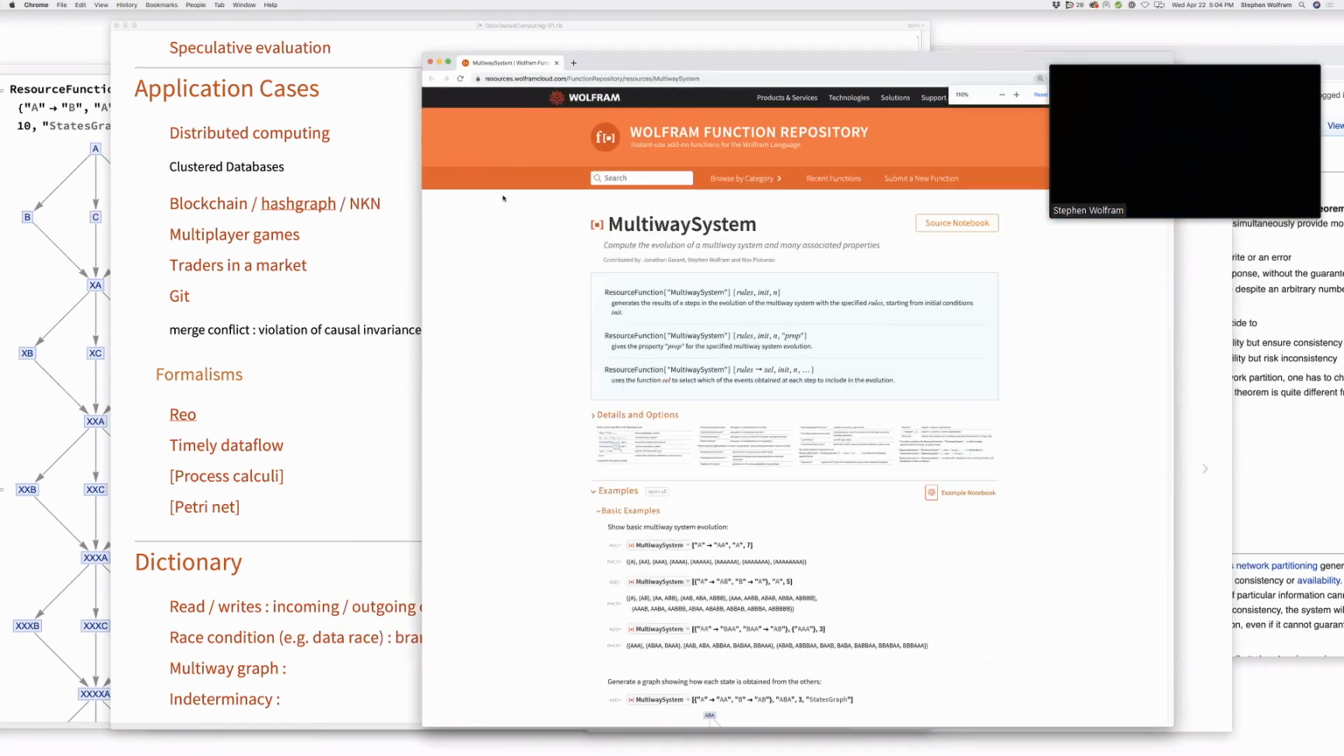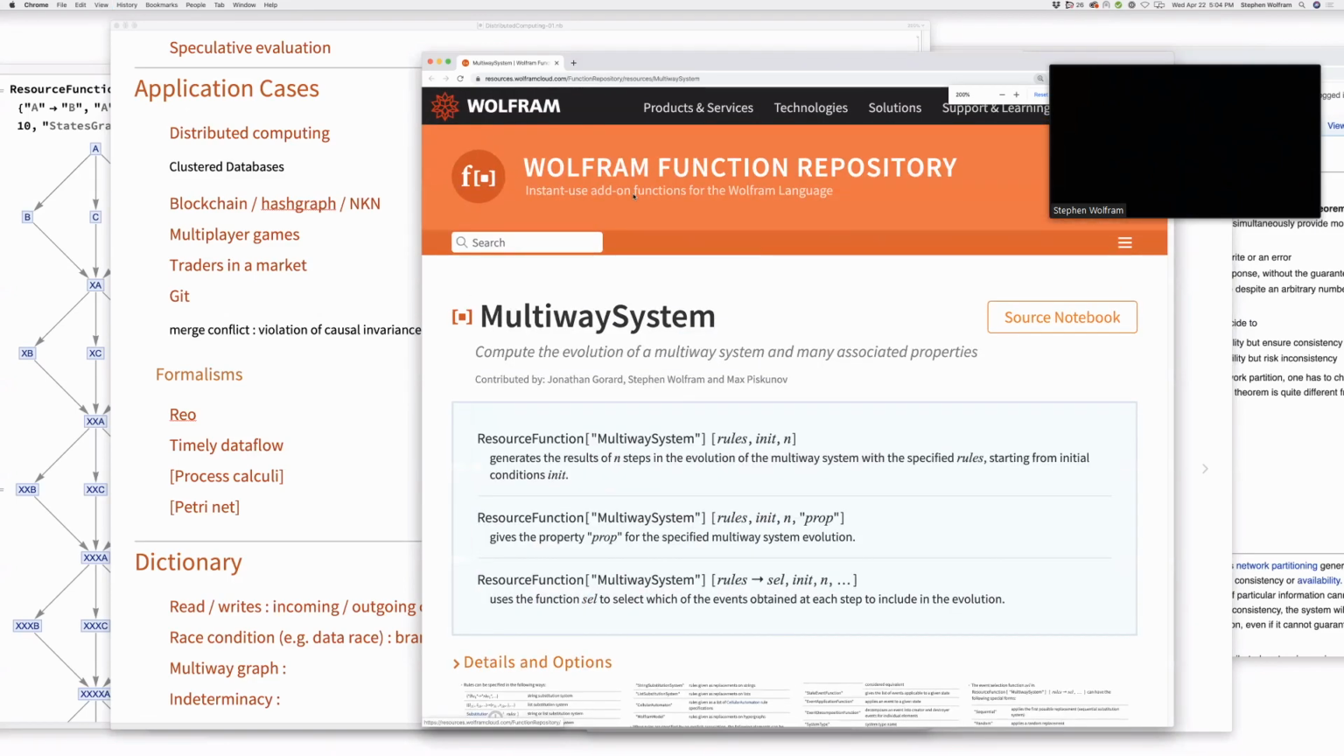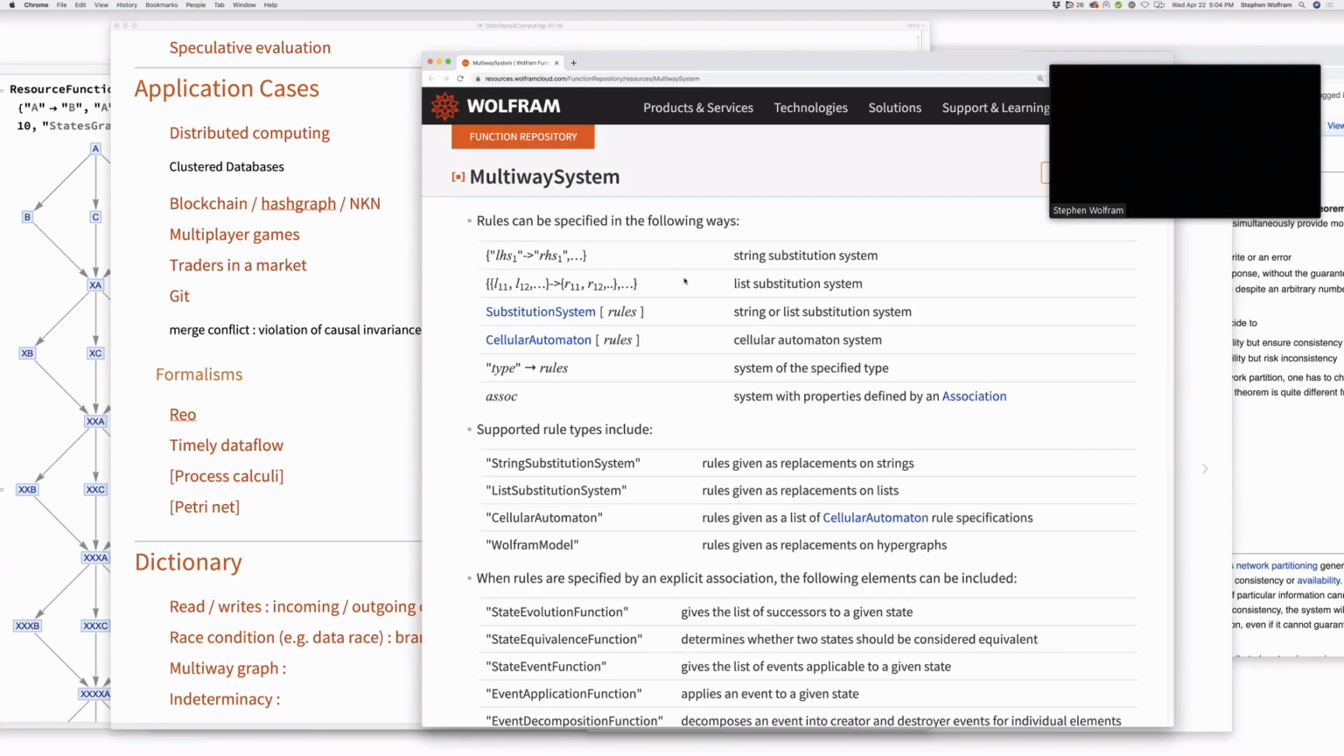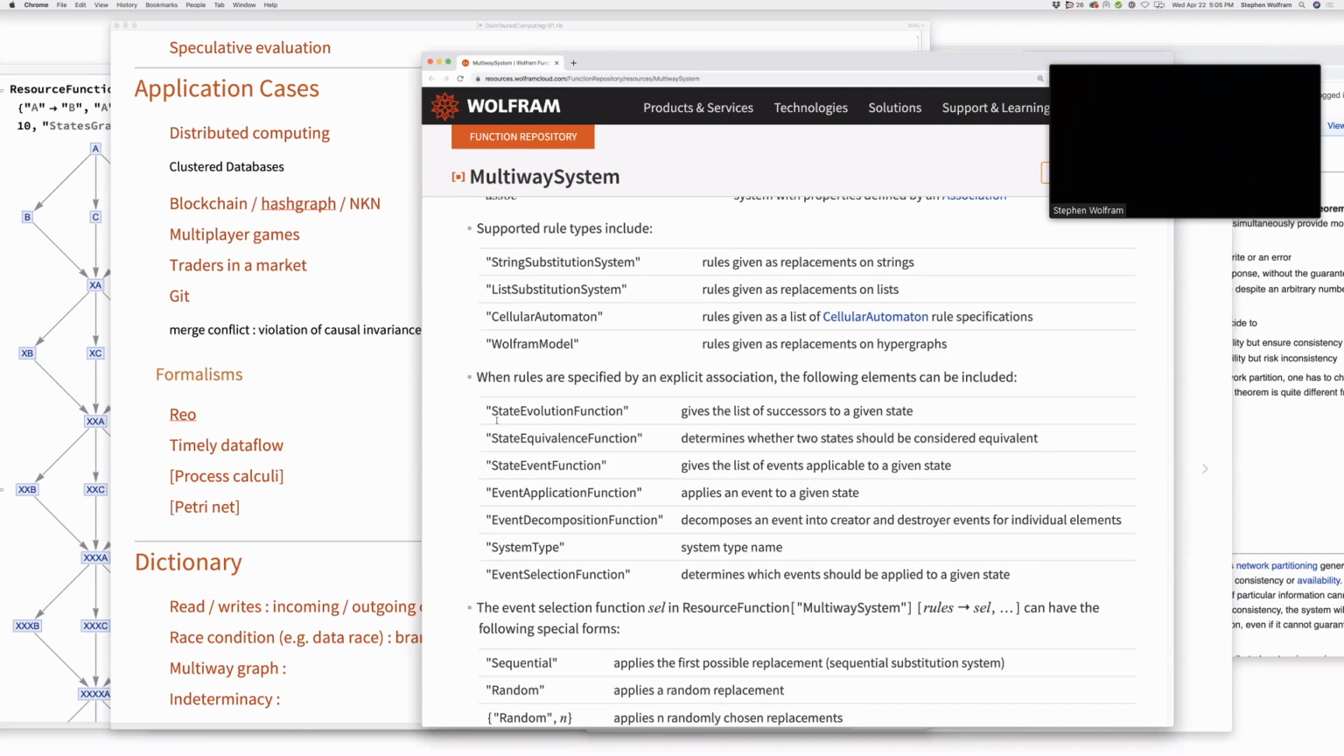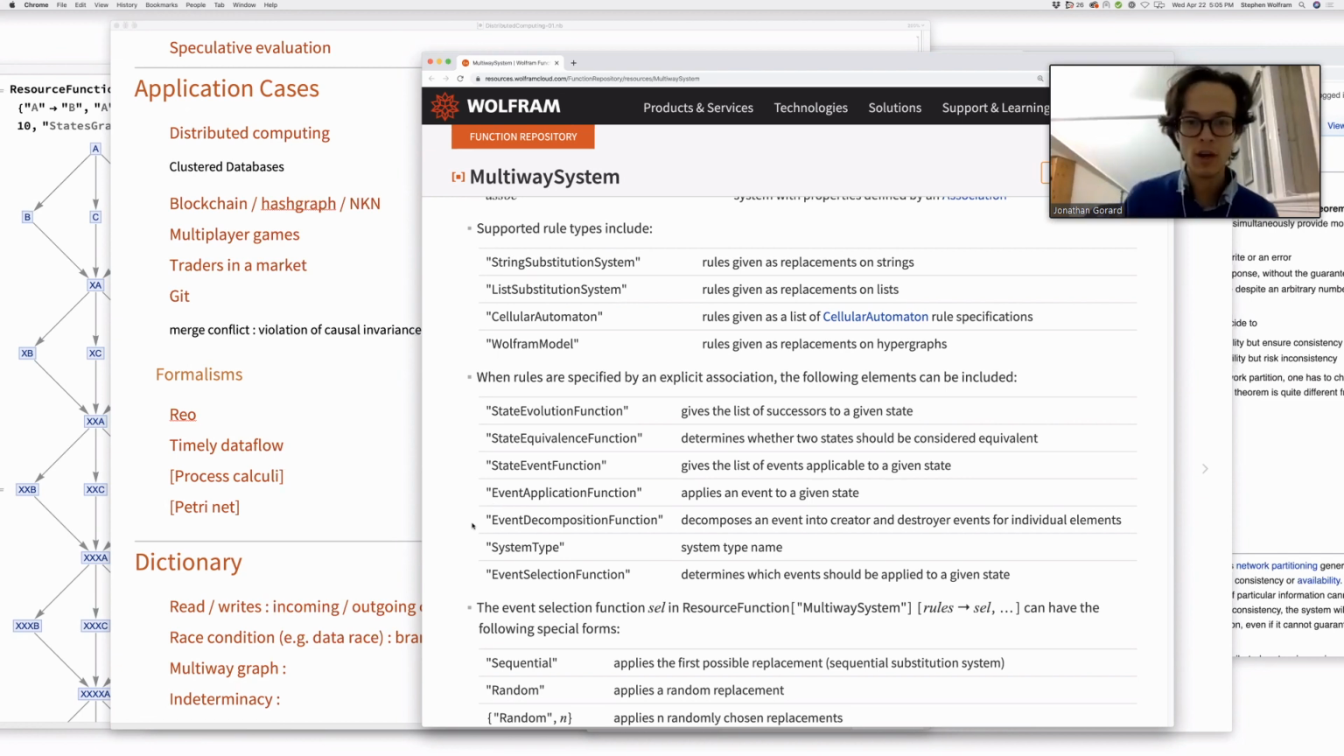Let's be explicit here. So the big complicated thing is these things here. What is it? The state evolution function, the successors to a given state. The state equivalence function, where two states should be considered equivalent. Then the state event function, the list of events applicable to a given state. But anyway, the thing I was particularly talking about was this event decomposition function.